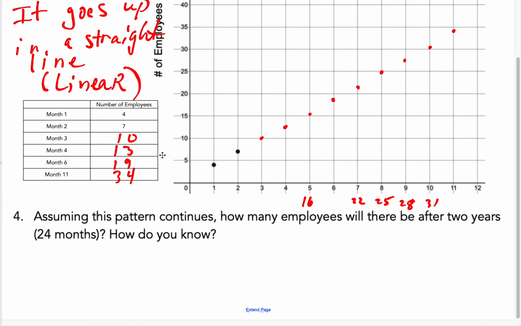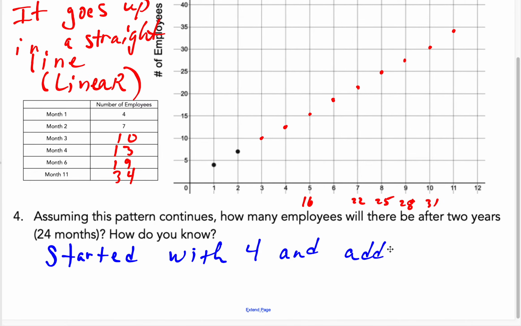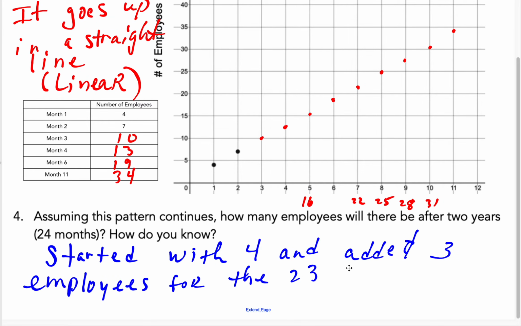Assuming this pattern continues, how many employees will there be after 2 years? That's 24 months. How do you know? Well, think about this. We started, and we should write this down, with 4. And what did we do? We added 3 employees for the 23 following months. Well, what's that going to look like?